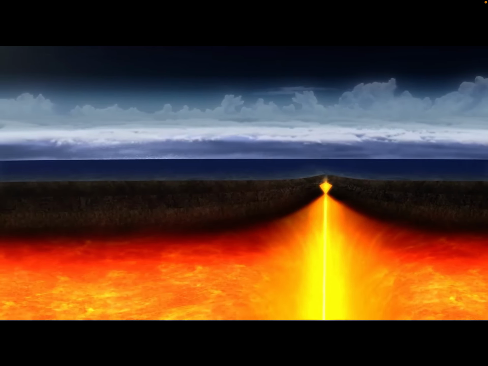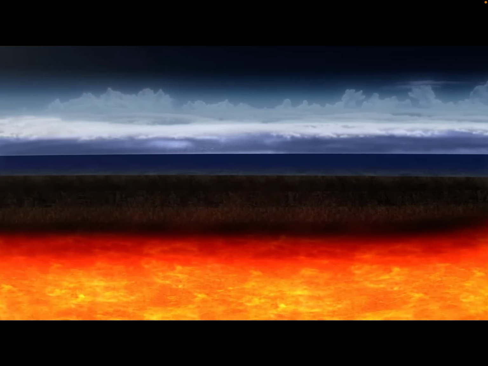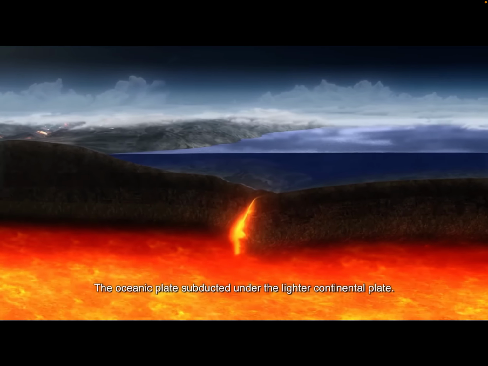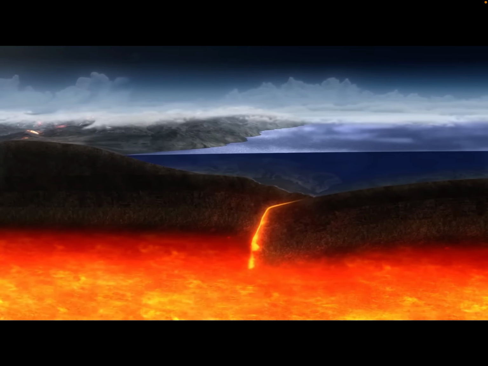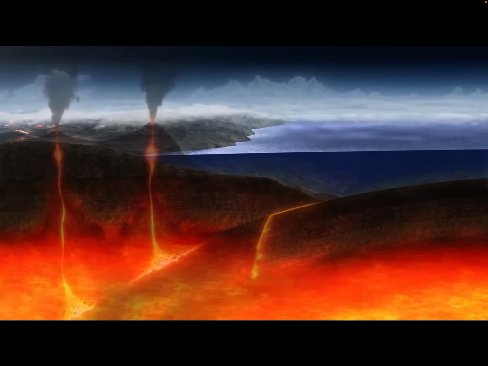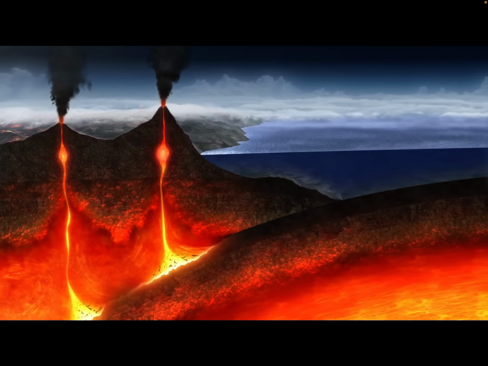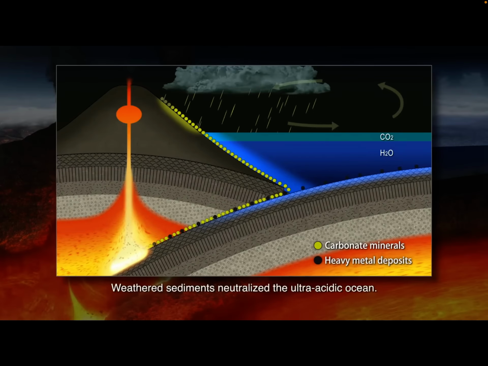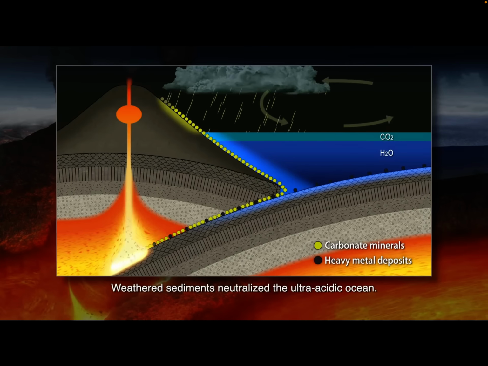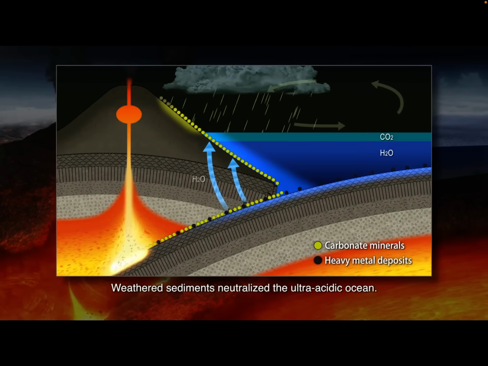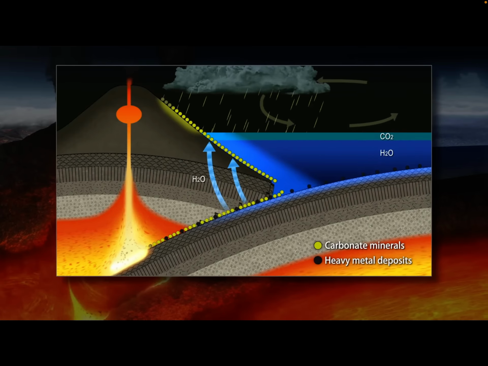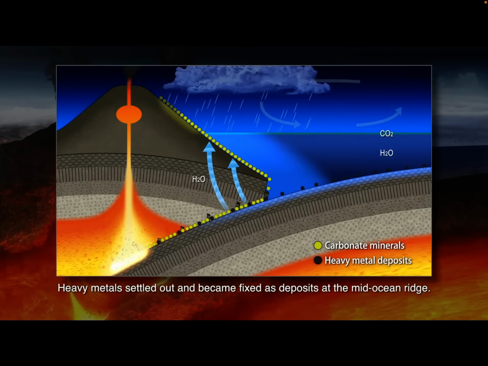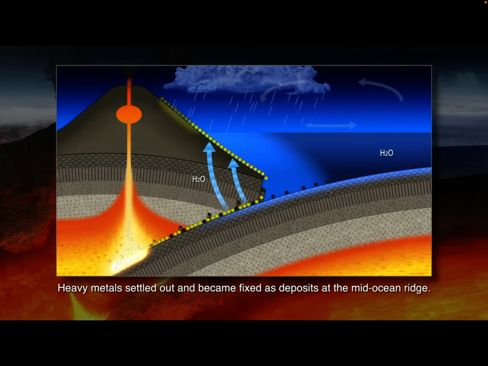Well, the continents are moving right now, but they're very slow, about a millimeter per second. The oceanic plate subducted under the lighter continental plate a few centimeters per year. Yeah, it takes millions of years for them to move thousands of kilometers. Weathered sediments neutralized the ultra-acidic ocean. They're getting dissolved by the magma inside that volcano. Heavy metals settled out and became fixed as deposits at the mid-ocean ridge.